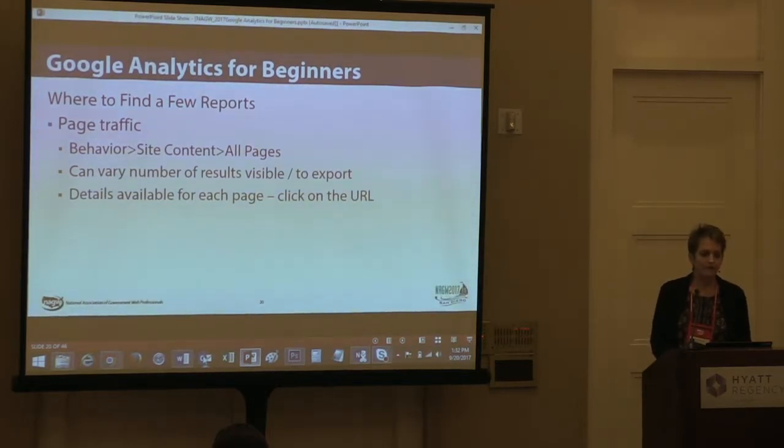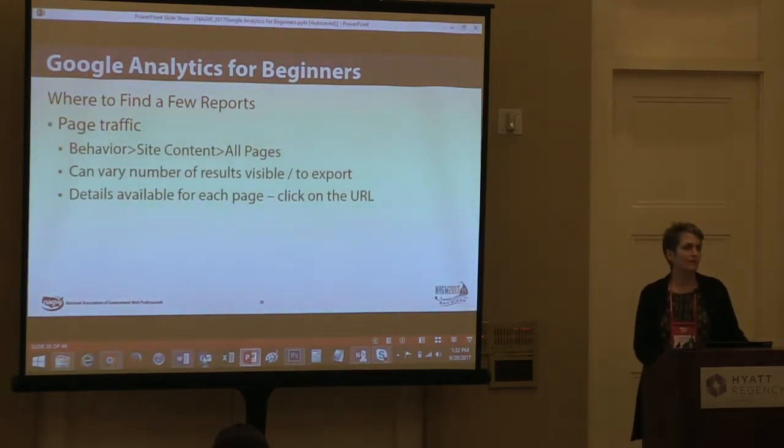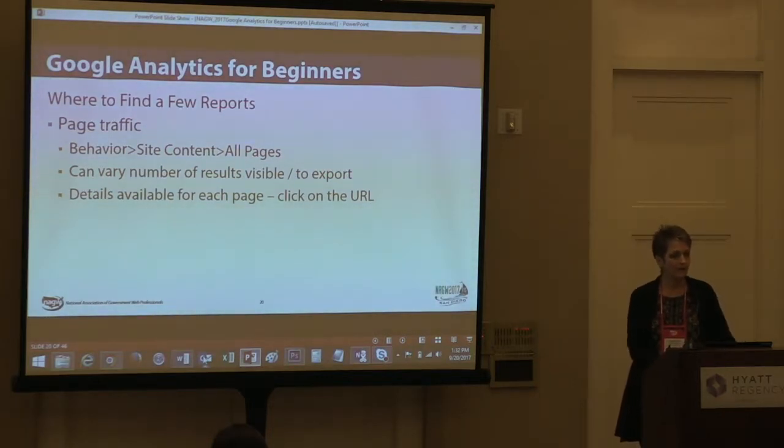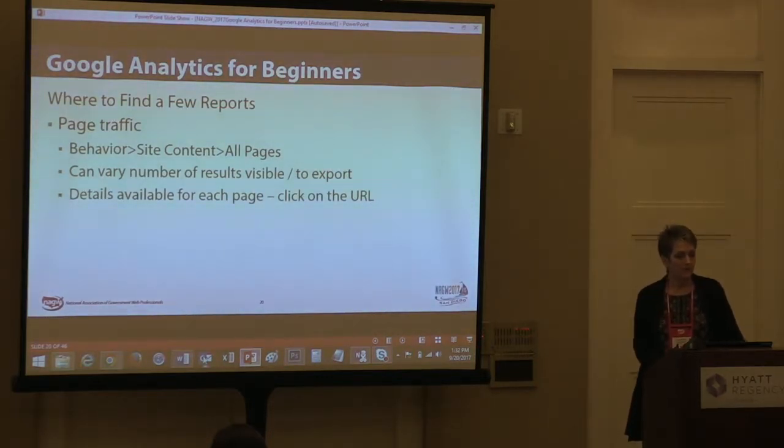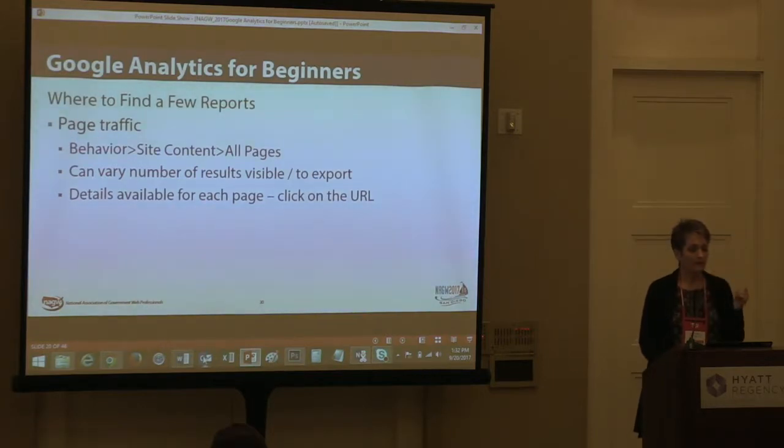Page traffic is one of the most important things to the constituents that I provide the reports for. They want to know what's their top page, how many people came to it. Some of them go as far as bounce rate, but probably not, but I do provide that other information as well. In Google Analytics, you can vary the number of results that you output. I choose top 25. You could do top 50, top 10, whatever works for your websites.